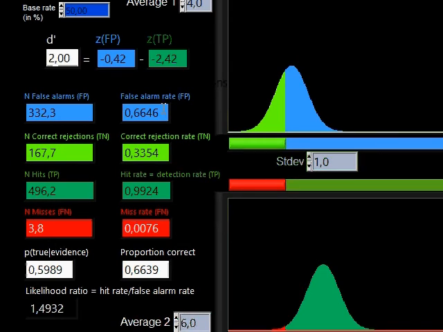Where is it again? Oh yes, of course, here. The hit rate of 99%. So here I'm a little bit low.